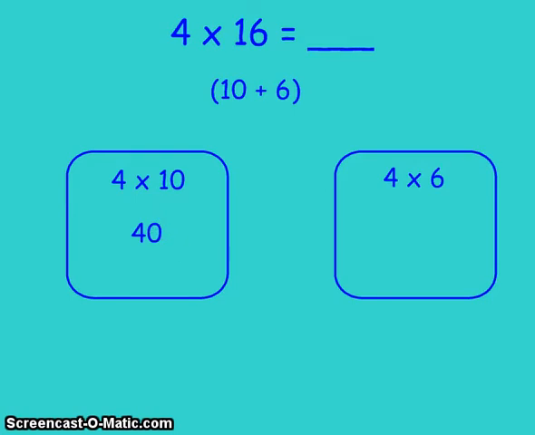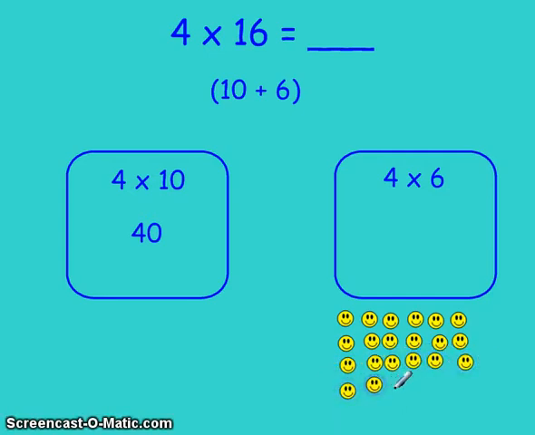4 times 6 might be a fact I don't have memorized, so you can always make an array. 4 times 6 would be 4 rows of 6. When I count them back, 4 times 6 is 24, and I can put my problem back together now. 40 plus 24 equals 64. 4 times 16 is 64.